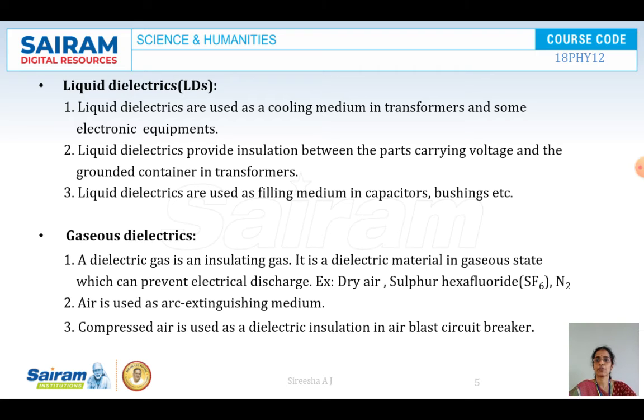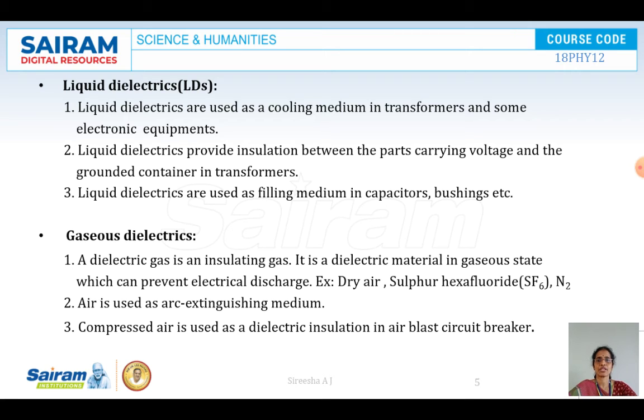Next we see the liquid dielectrics. Liquid dielectrics are used as a cooling medium in transformers and some electronic equipment. What liquid dielectric does is, when the transformers are heated up and this liquid material is passed through them, the heat is taken away by the liquid dielectric, thereby the transformer becomes cool and is maintained at a normal temperature.